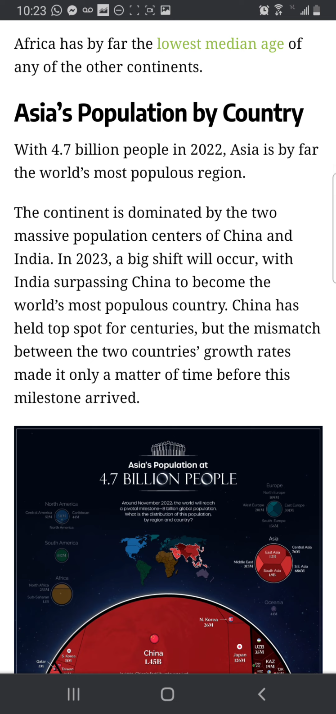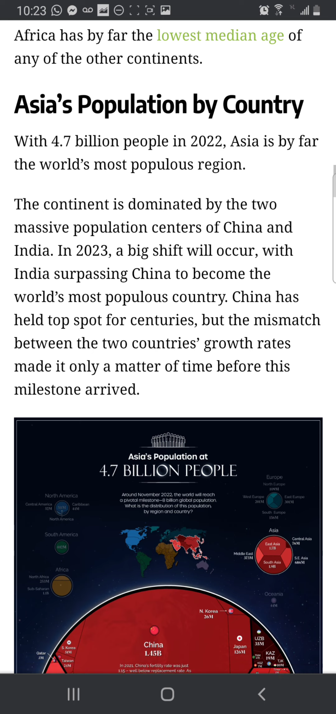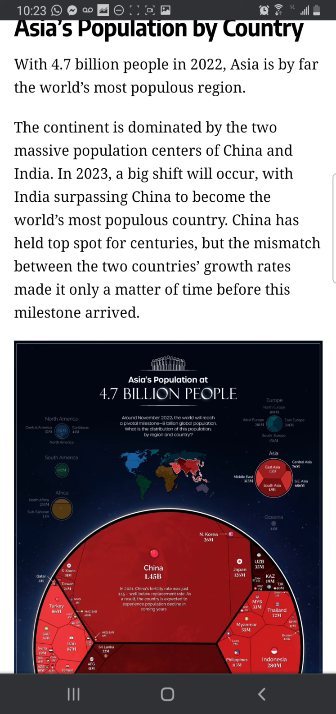Asia's population by country. With 4.7 billion people in 2022, Asia is by far the world's most populous region. The continent is dominated by the two massive population centers of China and India. Okay, so with that combined, it adds up to 4.7 billion people, India and China, Asian countries.